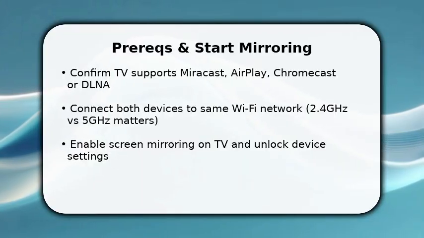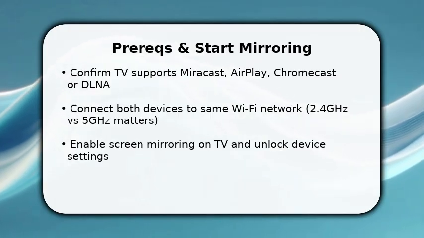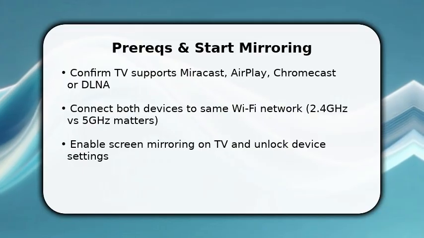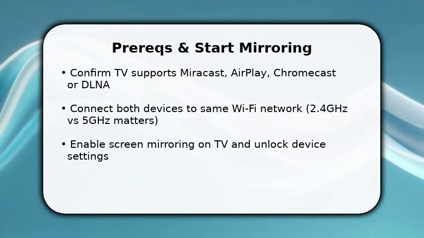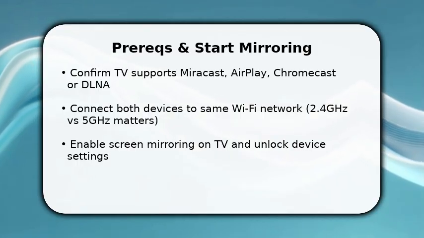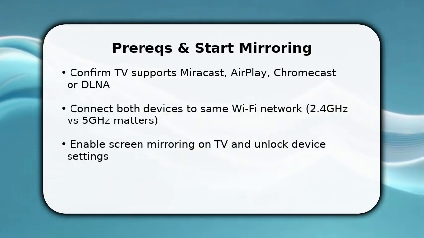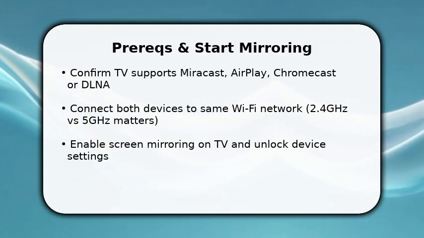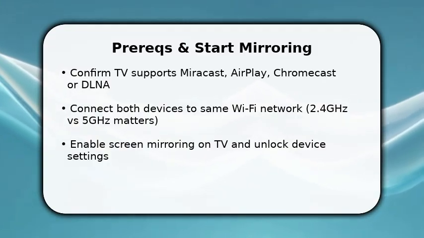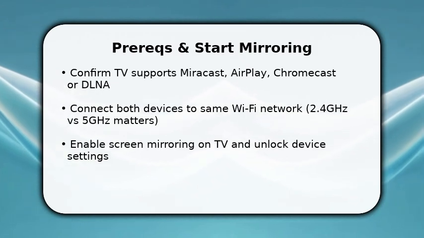You begin by verifying prerequisites. Check that your TV supports Miracast, AirPlay, Chromecast, or DLNA, and that both devices share the same Wi-Fi. Once done, enable screen mirroring or casting on the TV menu and open the display or connection settings on your phone or laptop. Make sure Bluetooth is off if instructed and that any power-saving modes are disabled. These can block discovery. Start device discovery now and look for the TV name in the available devices list.